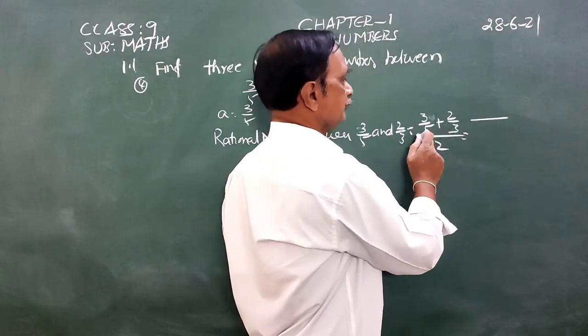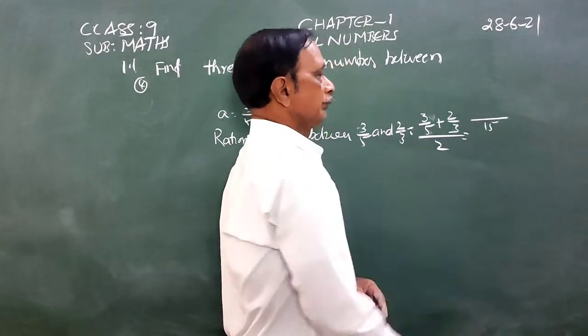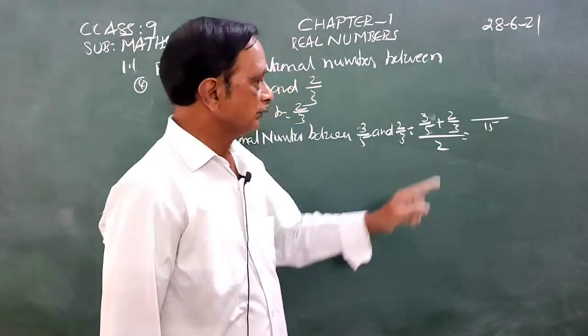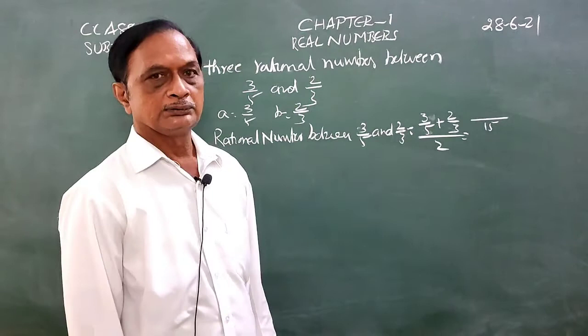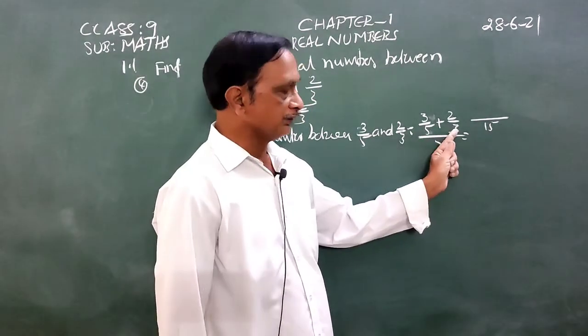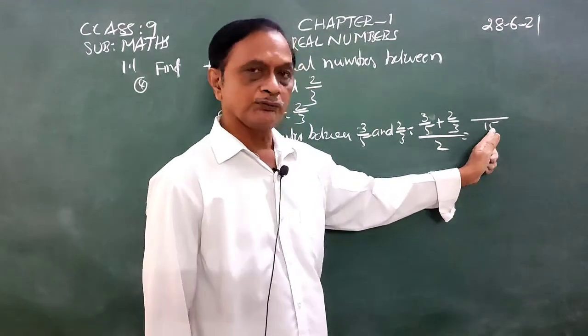Now what is the LCM of 5 and 3? 15. Because there is no common factor for 5 and 3 except 1. 5 and 3 are co-primes. Therefore LCM is their product only. So LCM of 5 and 3 is the product of 5 and 3. What is the product of 5 and 3?